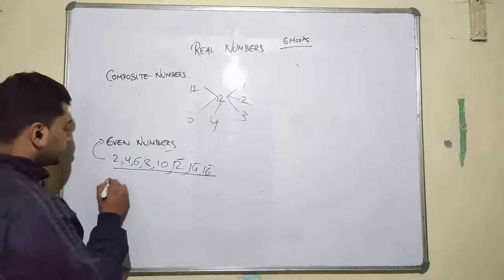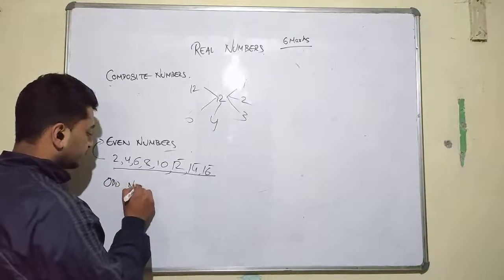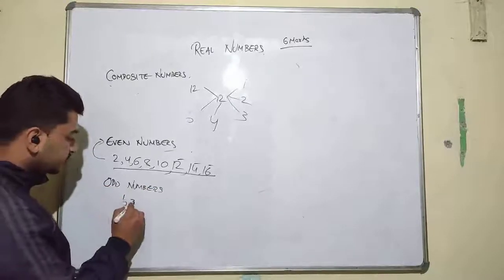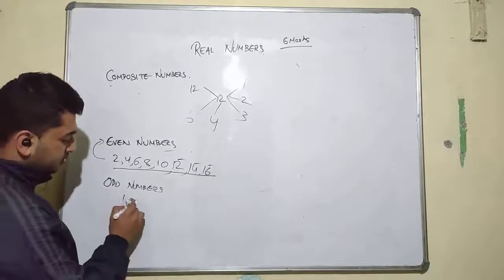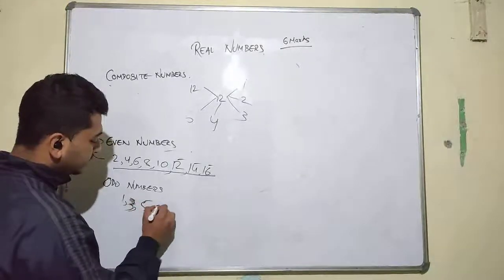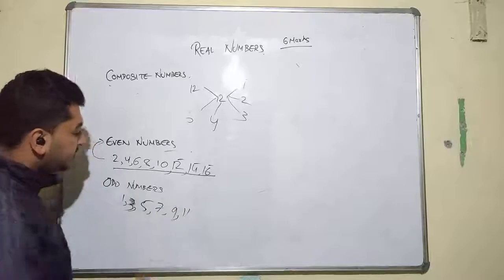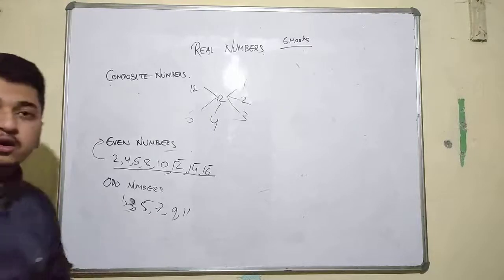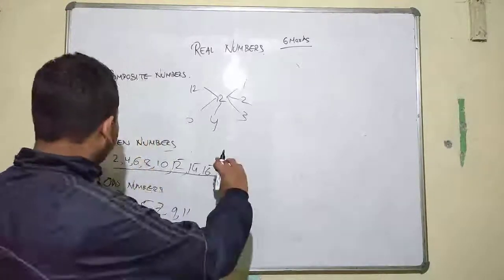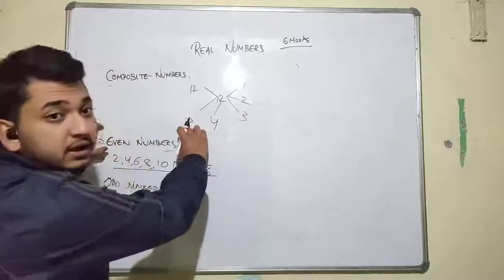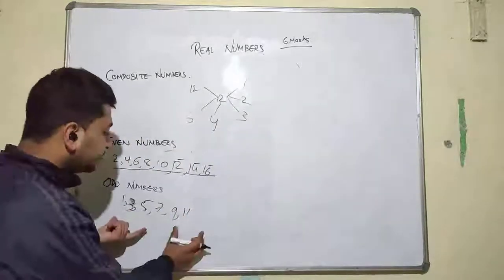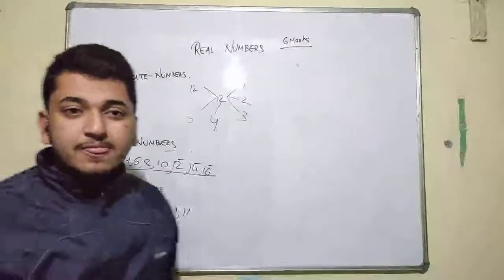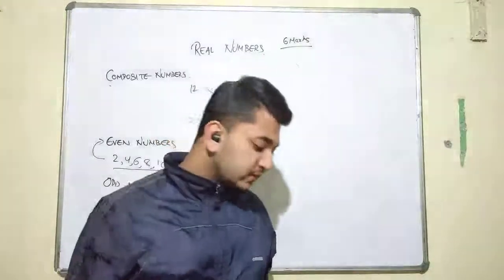So now, what are odd numbers? 1, 3, 5, 7, 9, 11 are all odd numbers. The number which is not divisible by 2 is your odd number. The number which is divisible by 2 is your even number, and the numbers which are not divisible by 2 are your odd numbers. I hope you have got the concept of the world of numbers. So now we move forward.